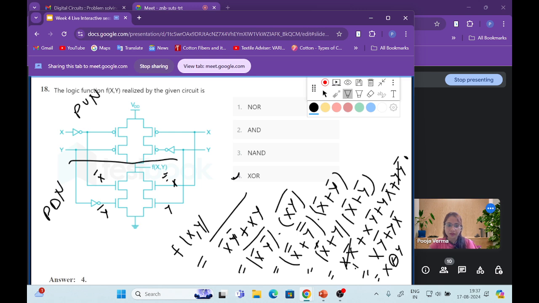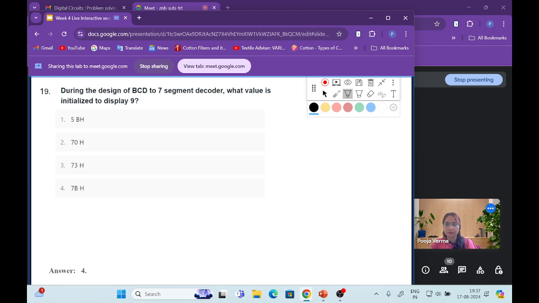Okay, so have you got this? I think all of you have got this, already solved it. Okay, so moving to the next question. So next question is, during the design of BCD to 7 segment decoder, what value is initialized to display 9? So during the design of BCD to 7 segment display or decoder, it is a 7 segment decoder.